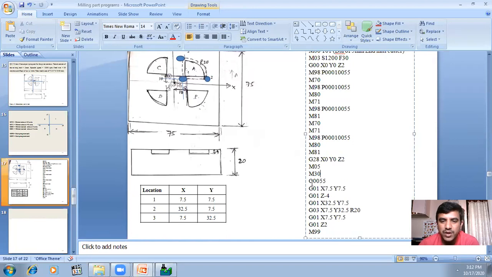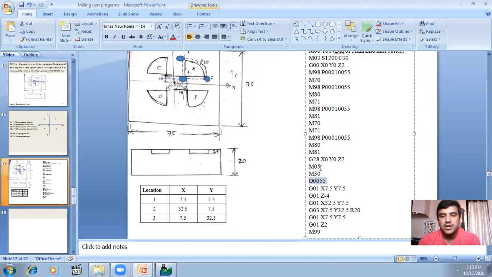Again, how do you name the subprogram? The subprogram is named with the letter O followed by a 4-digit number. Here I enter M98 to call the subprogram. How many times does the subprogram have to be called? Only one time. Then what is the name? The first 4 digits are the count; the next 4 digits stand for the name of the subprogram, that is 0055. The name of the subprogram is O0055. You should give the same value here. If you give a different value, the machine will search for the subprogram, and if it is not available, it will give an error or warning message.